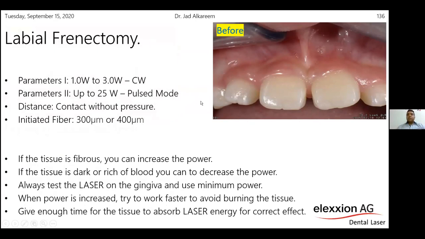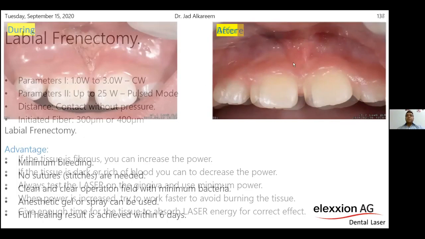If the tissue is fibrous, you need to increase the power, and if the tissue is dark or rich in blood, then you need to decrease the power because you will have higher absorption. The fiber used was 300 or 400 and initiated. The fiber was in contact. Here is the result after the treatment.